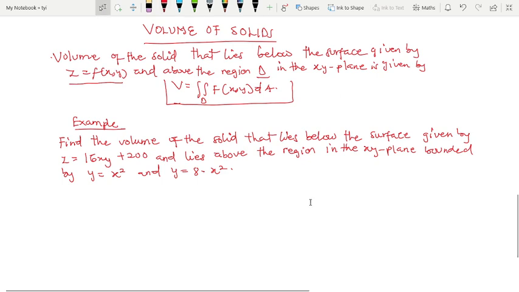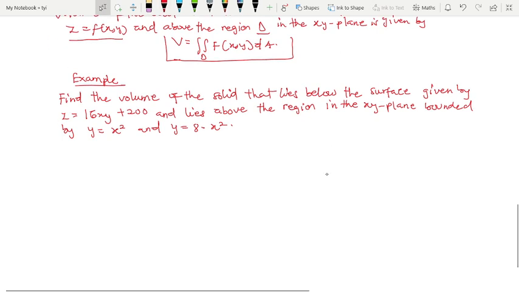So using this, I have a problem here so that we look at how we can find volumes of solids using our double integral. It says find the volume of the solid that lies below the surface given by z is equal to 16xy plus 200 and lies above the region in the xy plane bounded by y is equal to x squared and y is equal to 8 minus x squared. So see, it says find the volume of the solid, right? That's the problem you're looking for.